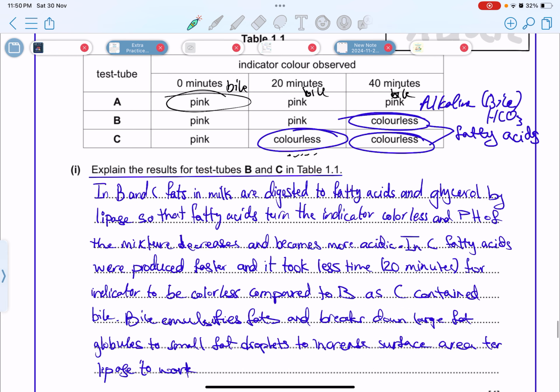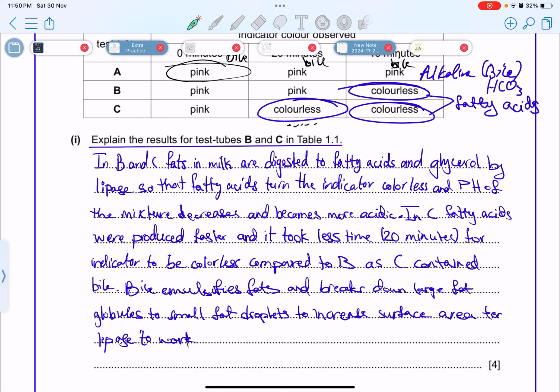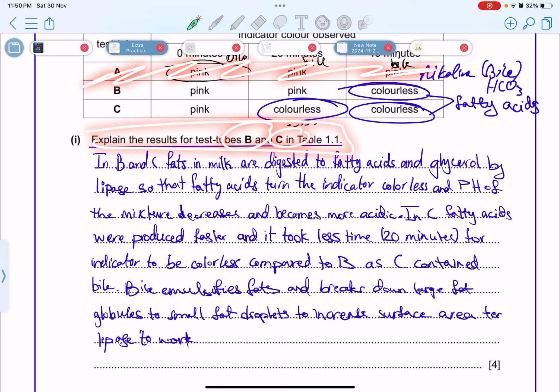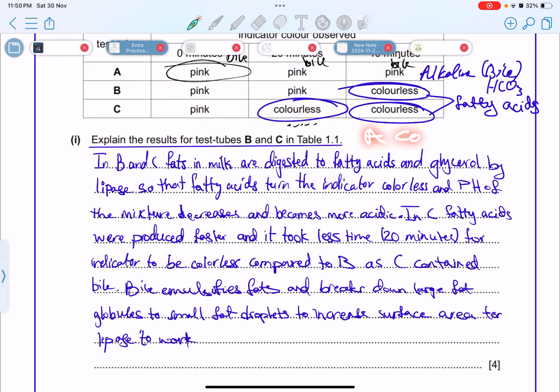Okay, here I guess we answered this question just by discussing it. So explain the results for test tubes B and C. Don't mention A. Forget about it. Because A was a control. It was something to compare to, but not necessarily the one that we're going to discuss. So in B and C, fats in milk are digested into fatty acids and glycerol. No need to mention glycerol, but it's not incorrect. You can mention it. However, it's not the main aim for that question. The main aim is to talk about fatty acids, as they're the ones responsible for turning the indicator colorless.